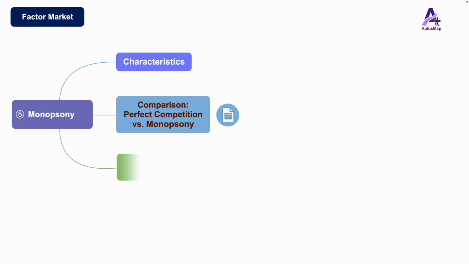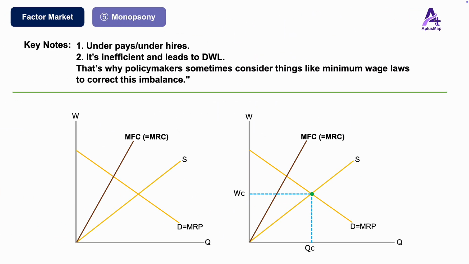What does the monopsony graph look like? You said the MSC is different. Right. This is key. In monopsony, the firm faces the entire upward-sloping market supply curve of labor. To hire one more worker, they have to offer a higher wage, not just to that new worker, but to all their existing workers, too. So the cost of hiring one more worker isn't just that worker's wage. It includes raising everyone else's wage, too. Exactly. That makes the marginal factor cost, MFC, or marginal resource cost, MRC, increase faster than the wage rate itself. So the MRC curve lies above the labor supply curve and is steeper.